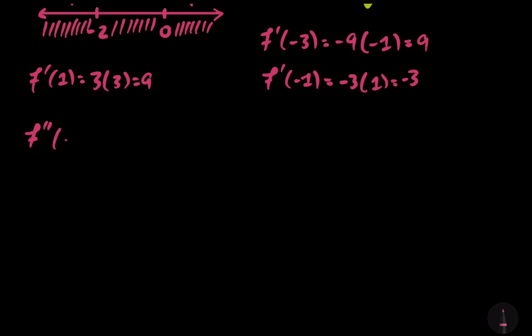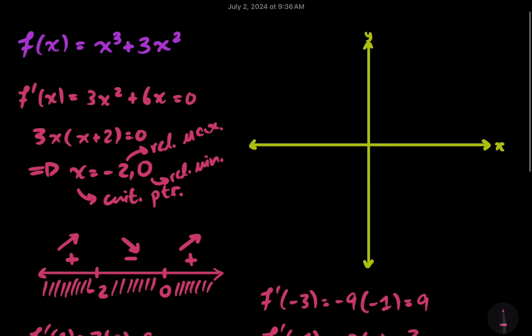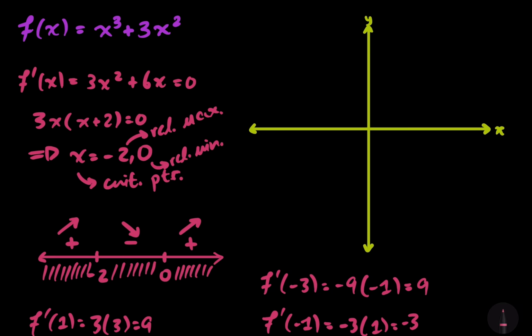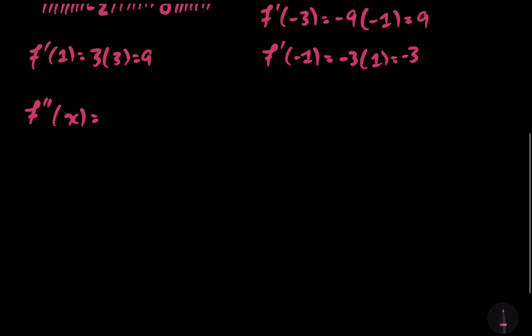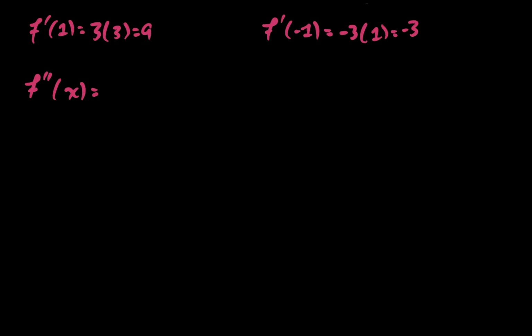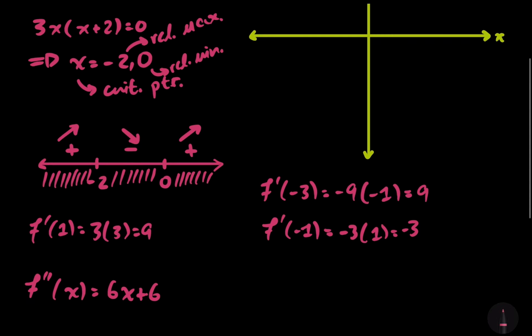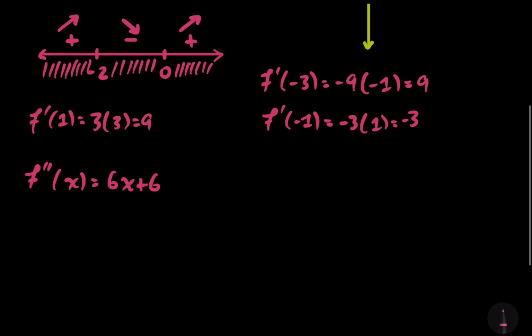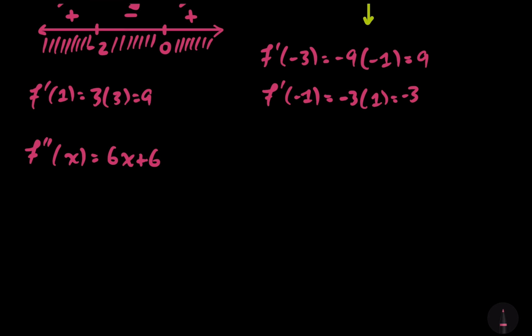So f double prime of x, if we go back to f prime of x, that's going to be 6x plus 6. And again, if you don't really understand how I got that, then I encourage you to review the basic rules of derivatives. So 6x plus 6 is going to be our second derivative. And we know that this is going to be defined. Again, this is just a linear function, so it's going to be defined for all real numbers.